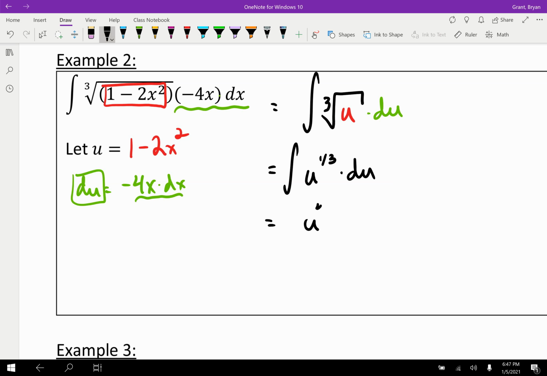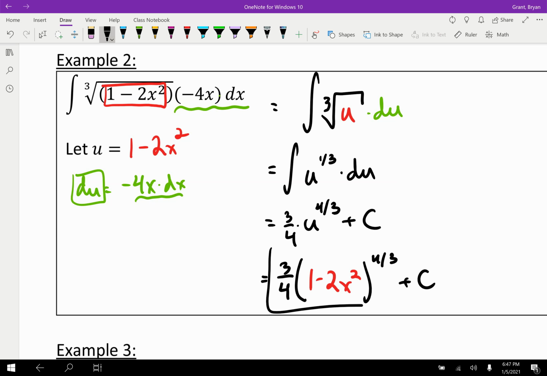Add 1 whole to the 1/3 power, which gives us 4/3, offset the 4/3 with 3/4, plus c. Last but not least, don't forget to replace that u with what our original substitution was, 1 minus 2x squared to the 4/3 plus c. And that's as far as I want to go. Great. So again, it gives us a way to simplify the integral to get the answer.